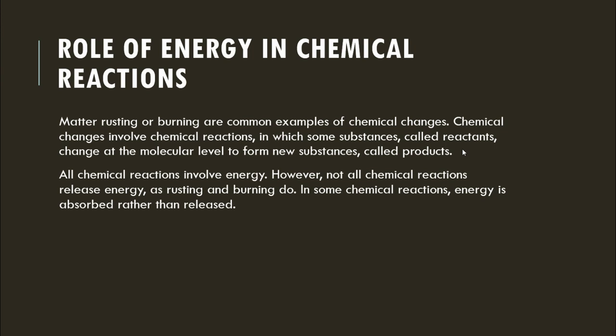Corrosion is for all metals, but rusting is particularly for iron, because the word rusting means formation of rust, and rust is an iron compound. So sodium will tarnish, sodium will not rust. Aluminium will not rust. But sodium, instead of rusting, you see tarnishing. So matter rusting or burning are common examples of chemical changes.